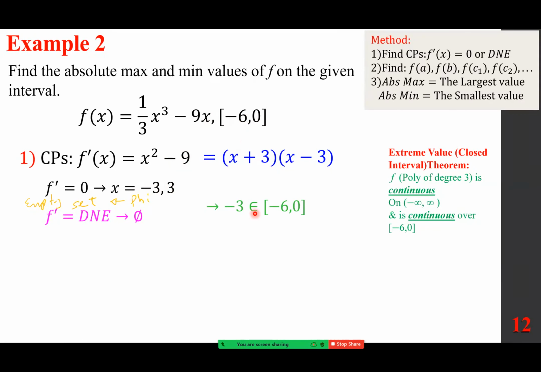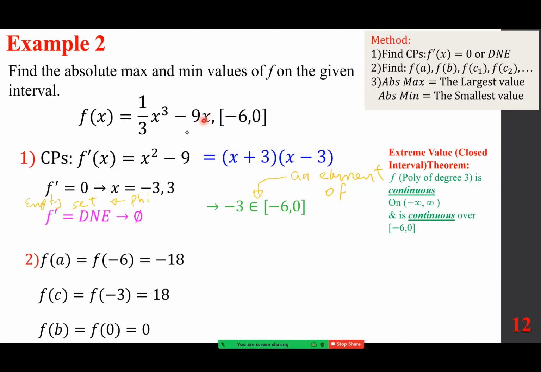And I went over this concept. I'm going to remind you, this looks like an epsilon. This means an element of. Now, the next step is to evaluate this function at -6, at -3, at 0. So the endpoints, obviously 0 gives you 0.